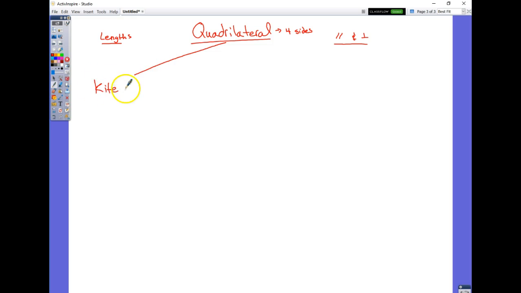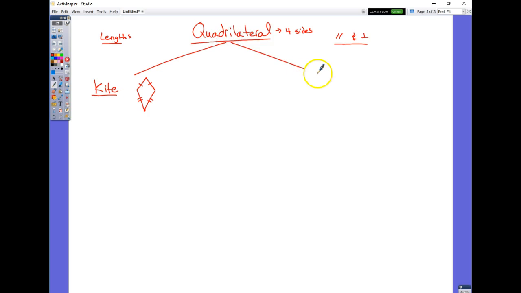On a kite, we're going to have adjacent sides that are of equal length to one another. So when I take a look, a kite says that this pair of sides are congruent, and these pairs of sides are congruent. That's the only thing that's special about a kite. There is absolutely nothing else special about it.